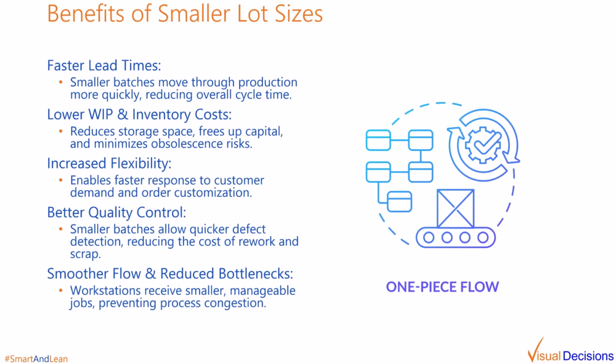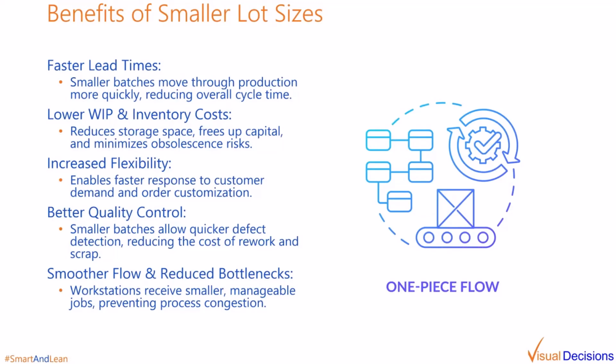Reducing lot sizes is a core principle of lean manufacturing, aiming to reduce work in process inventory, shorten lead times, and improve overall efficiency. Smaller lots allow manufacturers to increase responsiveness to customer demand, improve product quality, and create a more agile production system.